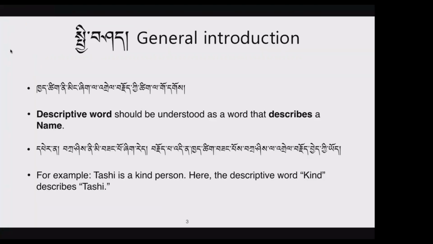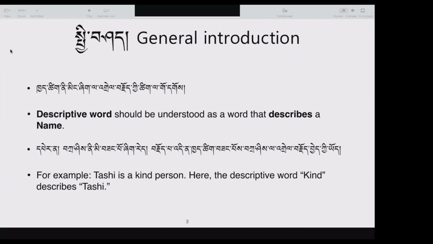So, what is a descriptive word? A descriptive word should be understood as a word that describes a name. So here you see it's the capital N, which means that it refers to all terminologies in Tibetan. Definitely, it doesn't include the descriptive word, because a descriptive word will not describe a descriptive word. So for example, we have the action word, chasi, and we have the naming word, mingci. So it's a word that describes both the naming word and the action word.